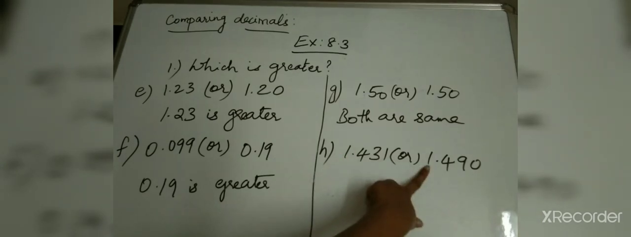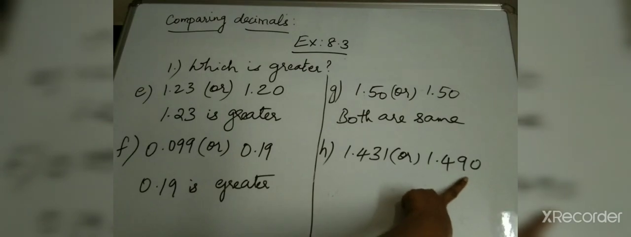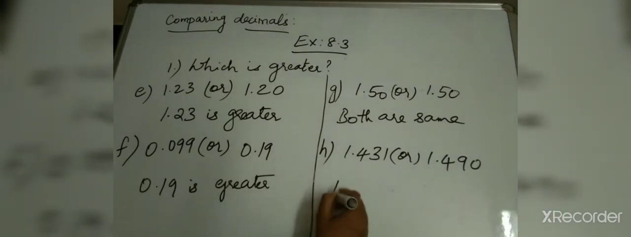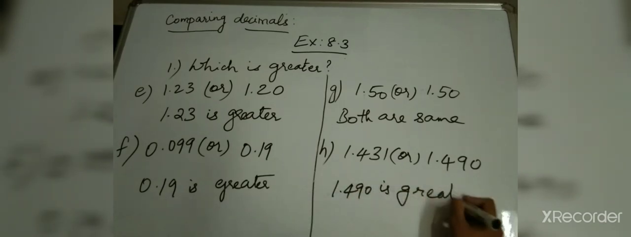Next one, 1.431 or 1.490. So here also 1, here also 1. Next 4 and 4. Next you have 3 and 9. So which is greater? 9 is greater. So 1.490 is greater. Clear?